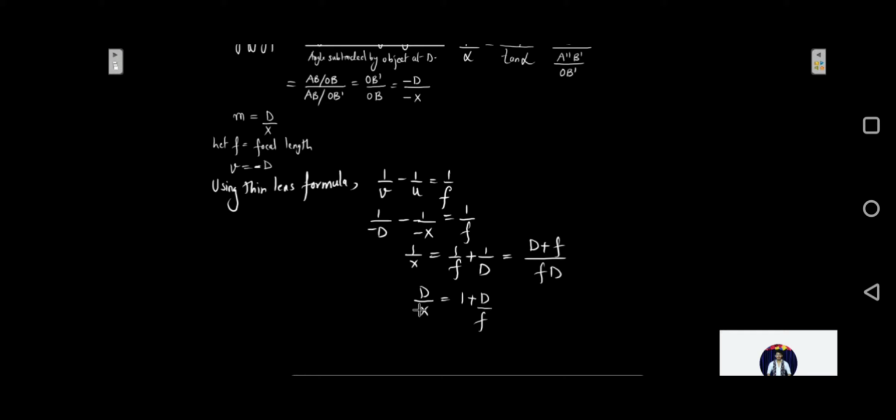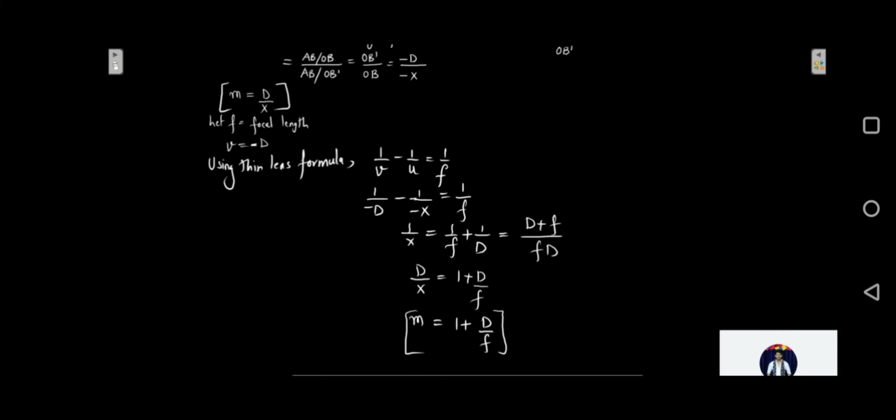So now D upon X is nothing but the magnification which we have found out over here of the simple microscope in terms of this distance of distinct vision and the image distance. So let's substitute it over here. So this is nothing but the magnification, which will be 1 plus D upon F. So this is going to be your magnification in terms of this distance of distinct vision, that is the image distance D, divided by the focal length of the lens which you have used.